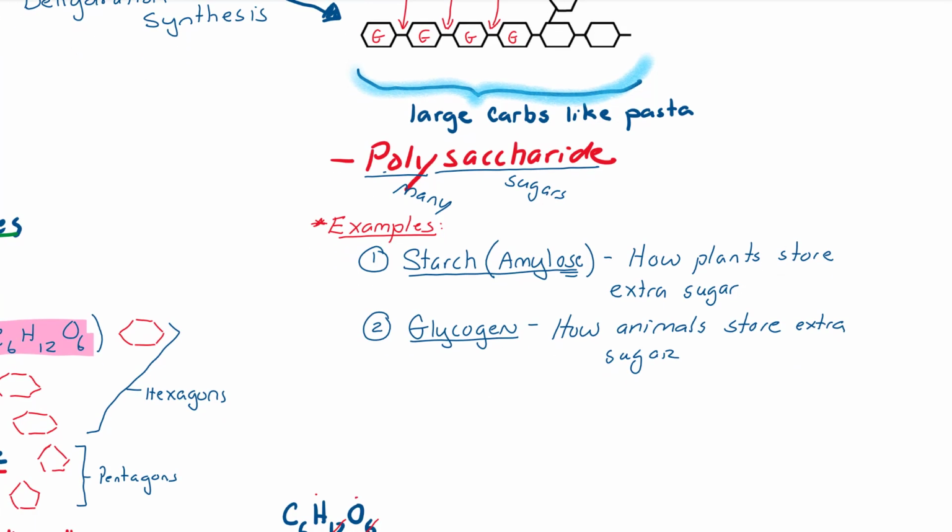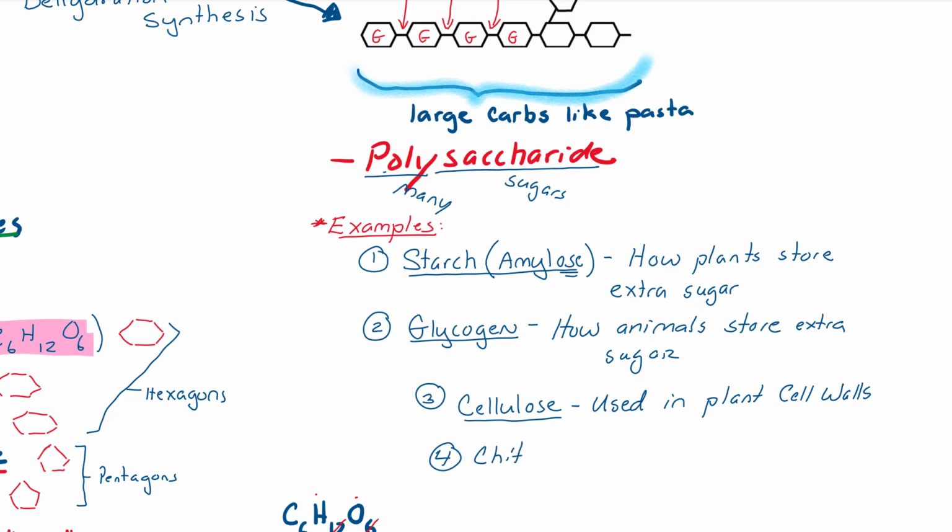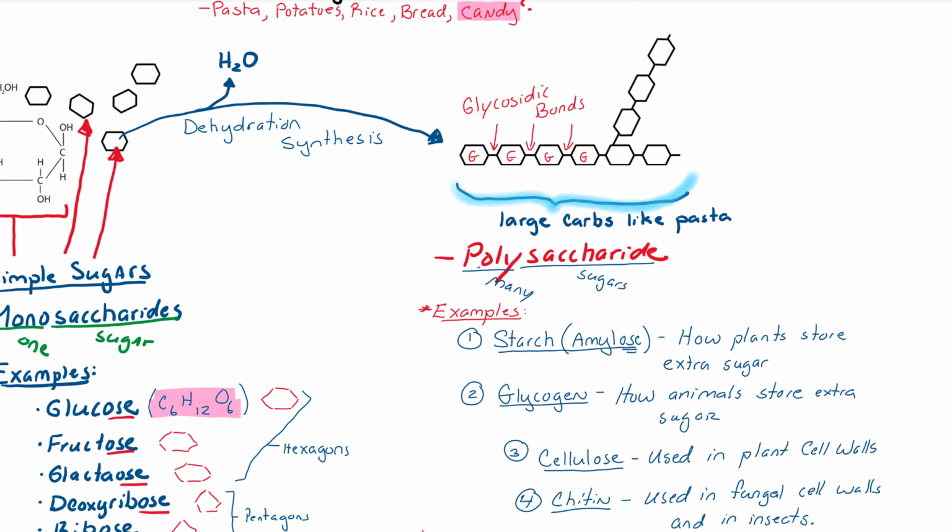Plants also make a polysaccharide found in their cell walls called cellulose. Cellulose is found in plant cell walls, and plants have cell walls because they can't move. Fungi, mushrooms, and insects make a polysaccharide called chitin. Chitin is used in fungal cell walls and also found in insects' hard coats.